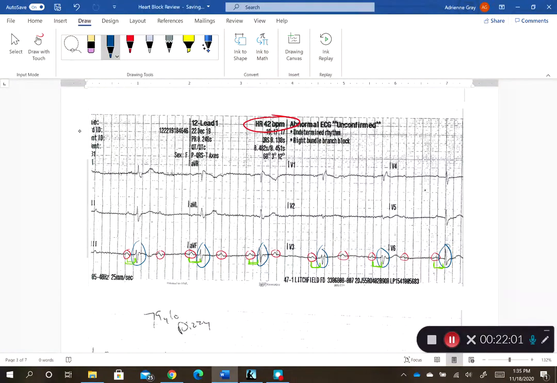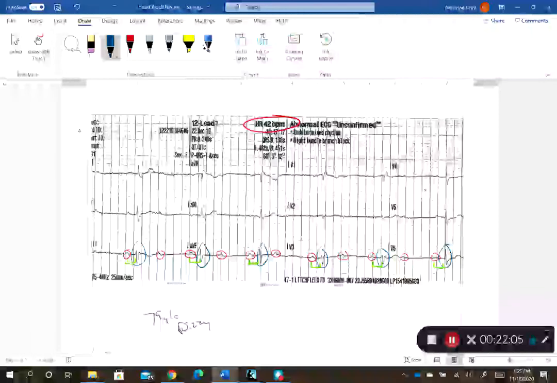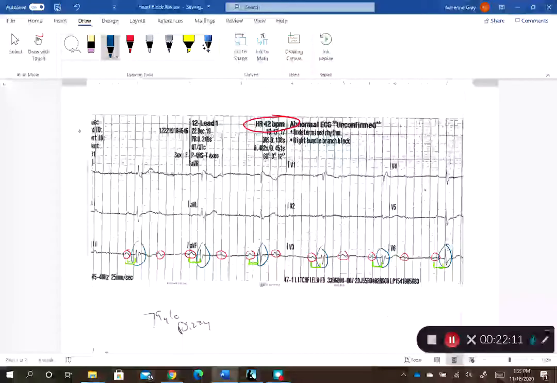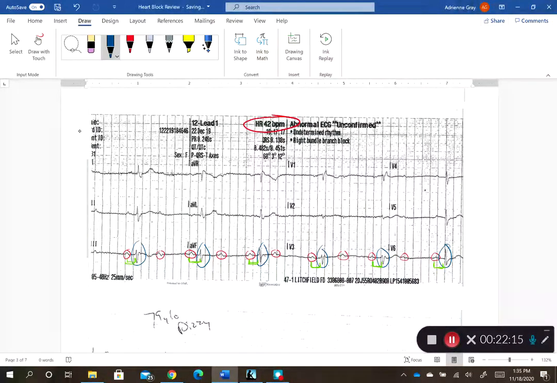Could it be a second degree type 2? Well, I have more P's than QRSs, which does fall in line with a second degree type 2. And my PR interval remains consistent when I have a QRS that follows the P wave. So that does fall in line with a second degree type 2. So we're going to stop right there so we don't talk ourselves into a third degree, and we'll talk about that in a minute.